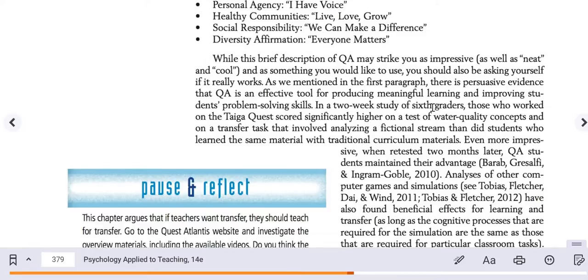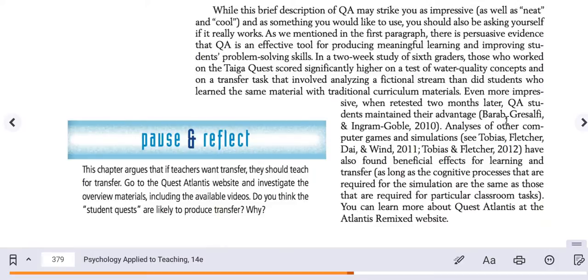Analyses of other computer games and simulations have also found beneficial effects for learning and transfer, as long as the cognitive processes that are required for the simulation are the same as those that are required for particular classroom tasks. You can learn more about Quest Atlantis at the Atlantis Remixed website.